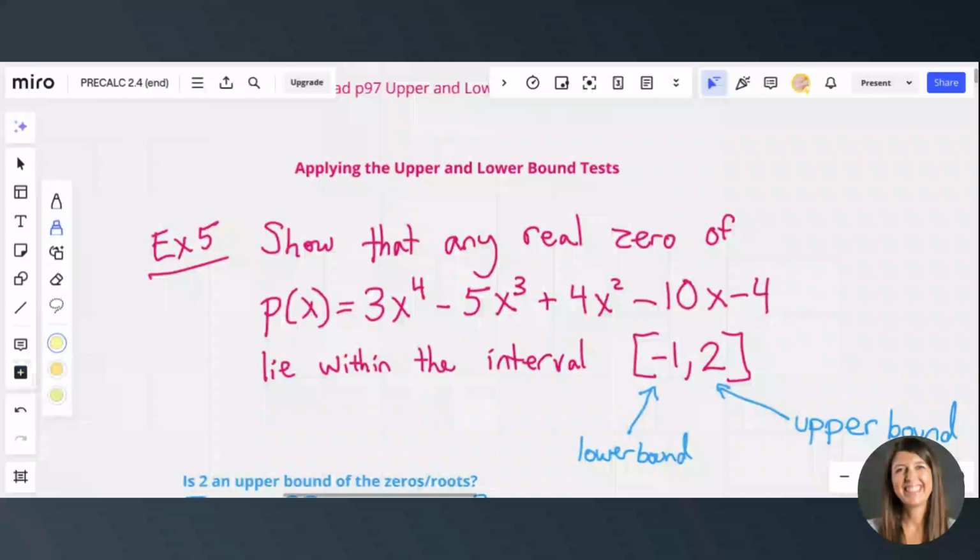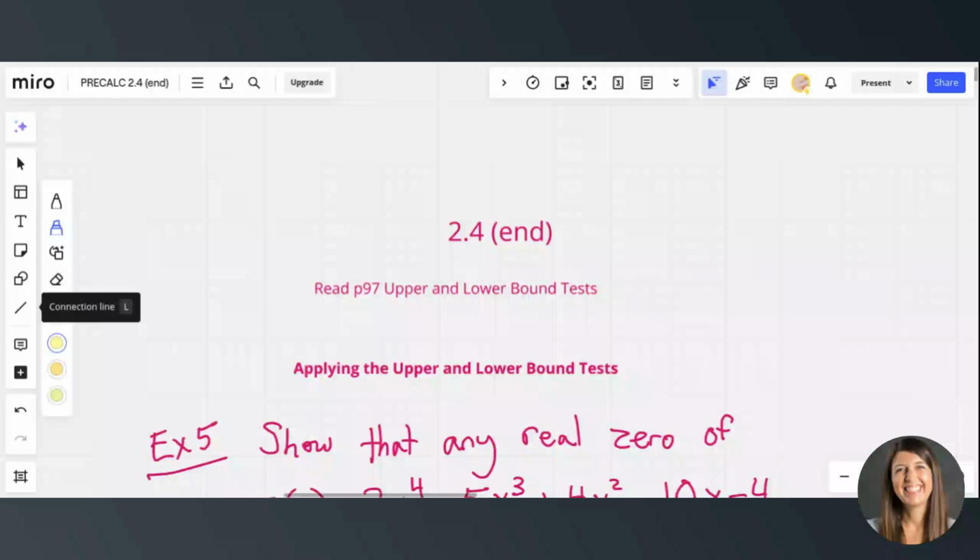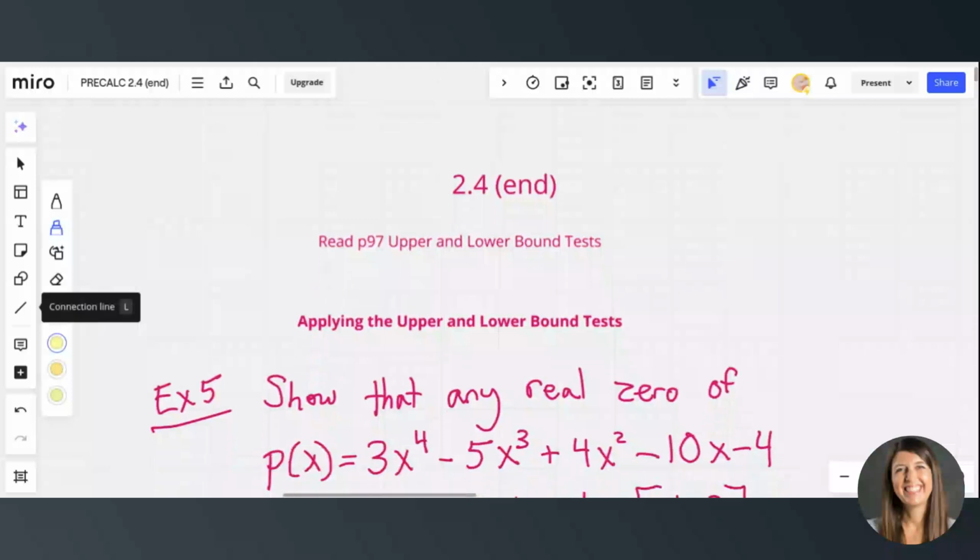Hi everyone, we're going to start in lesson 2.4, but we're just doing the ending of 2.4 today. Hopefully we got through examples 1 through 4 in class sufficiently, and now we're going to continue section 2.4. This is a longer section, so we're going to do some of this at home.